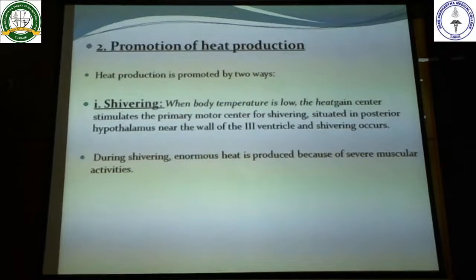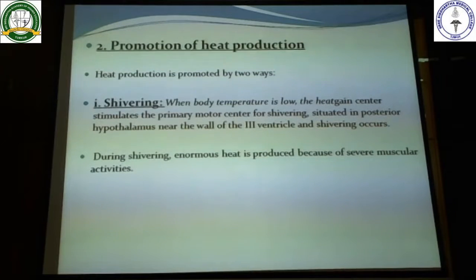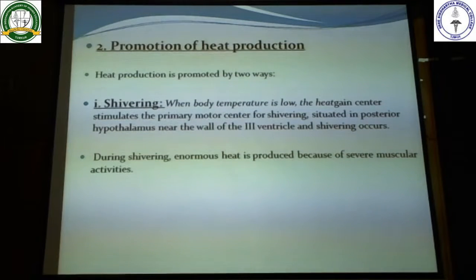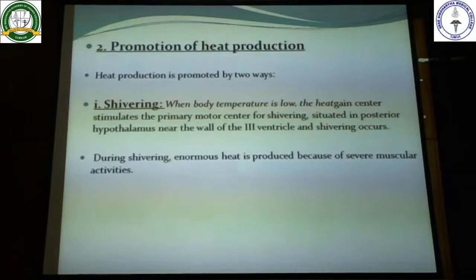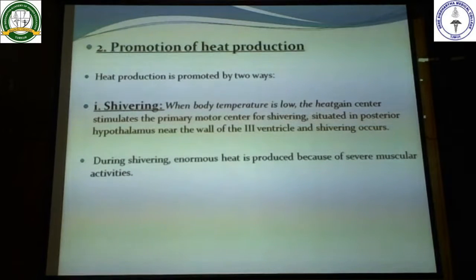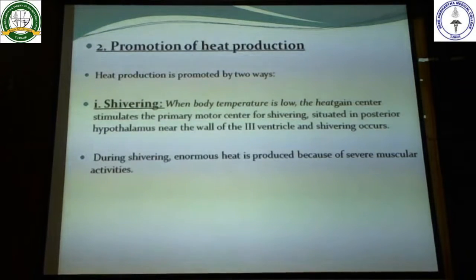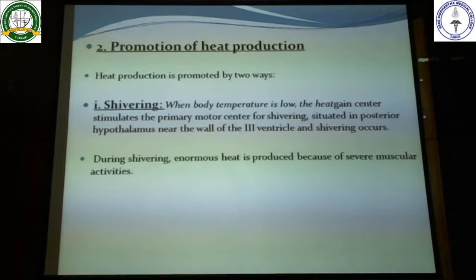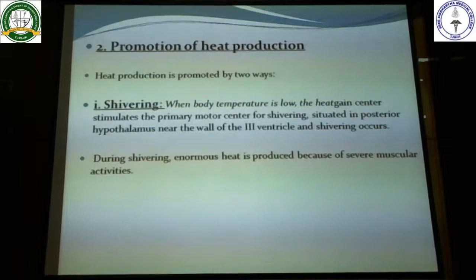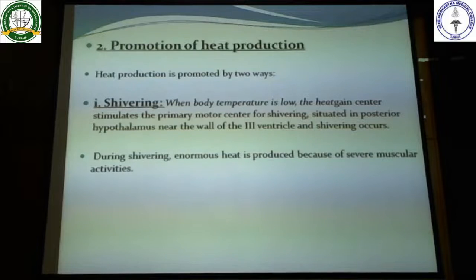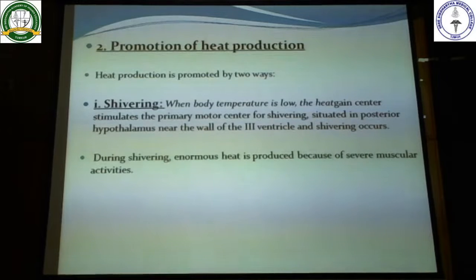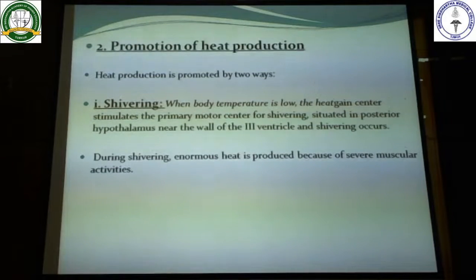Now coming to the promotion of heat production. How does that happen? The first thing is shivering. Whenever we are exposed to a low temperature, we tend to shiver. This is because the heat gain center stimulates the primary motor center for shivering, which is situated in the posterior hypothalamus near the wall of the third ventricle. Once it is stimulated, involuntary contraction and twitching of the muscles occurs, and as a result heat is produced, which helps in bringing the temperature back to normal levels.